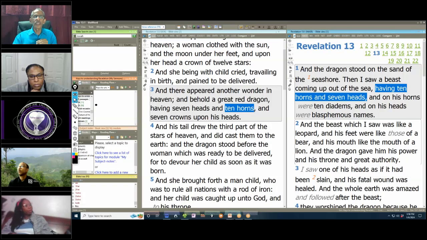And later on in Revelation 17, he's going to tell you 5 have fallen, 1 is, and the other has not yet come. So he's showing you that the beast is a composite beast. He's covering a great deal of history in one symbol. All right, so let's move on from there.